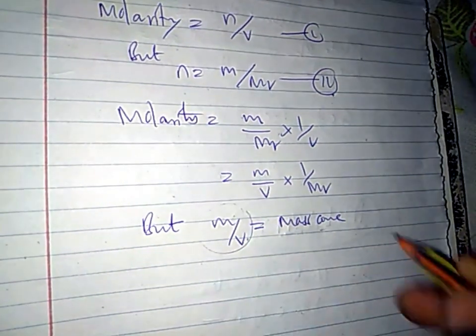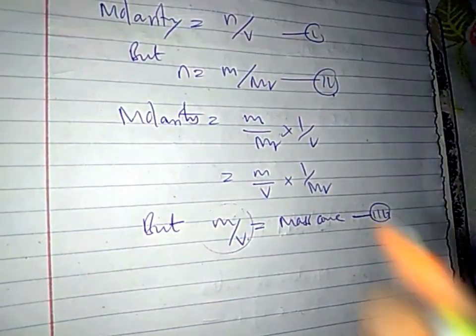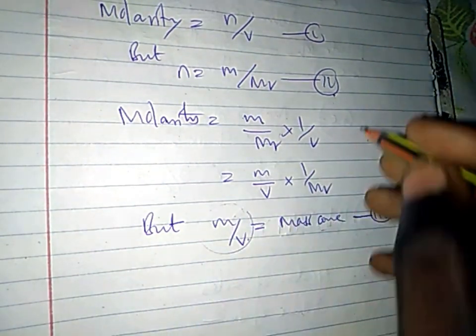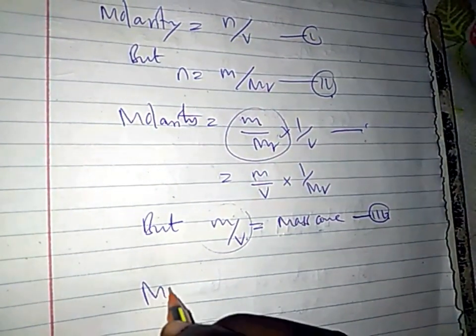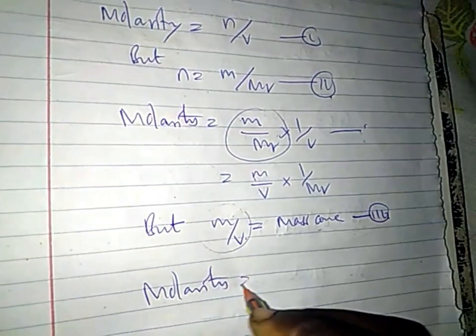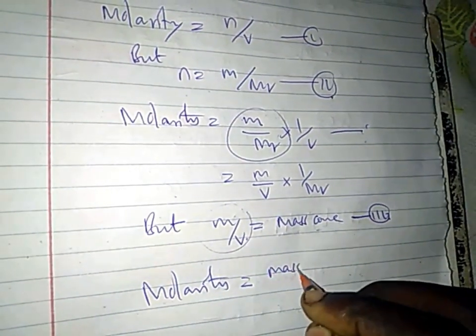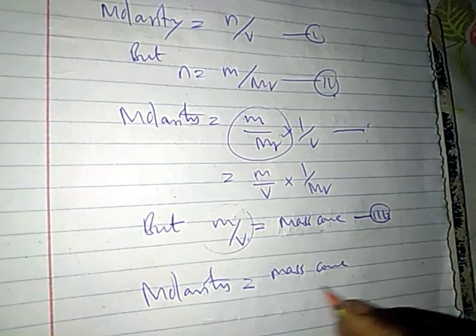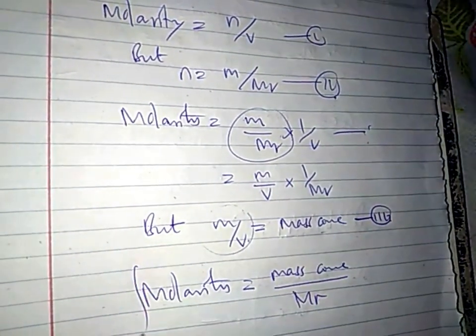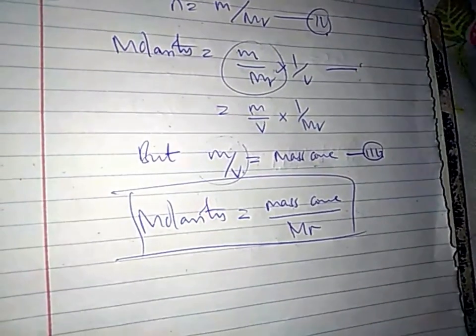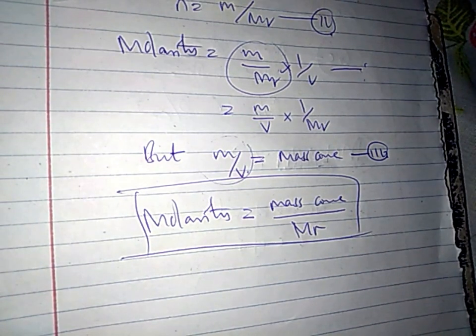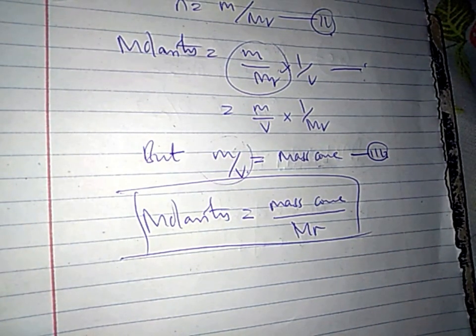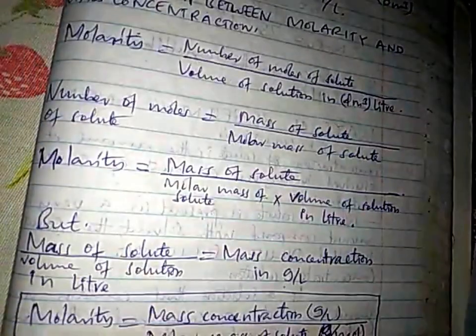Let's call this equation 3. Inserting this into the equation, we will say molarity is equal to mass concentration divided by molar mass. So actually this is the equation which represents the relationship between molarity and mass concentration. Molarity is equal to mass concentration divided by molar mass. So sometimes if you have mass concentration and molarity, you can calculate the molar mass of the substance.